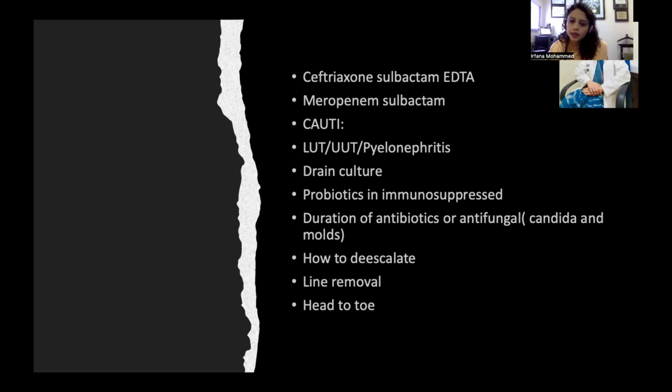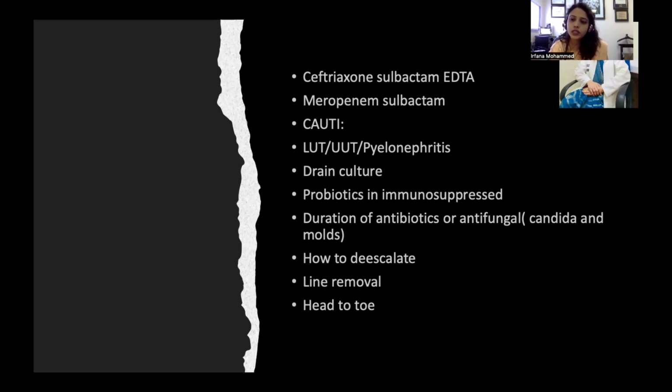So sulbactam is a beta lactamase inhibitor. Meropenem we are using for ESBL organisms if it is there in blood culture. So meropenem is already covering the ESBL. So what is the additional benefit of sulbactam? That's what we have to think. And if you are adding sulbactam, what is the added benefit you are giving for the patient?